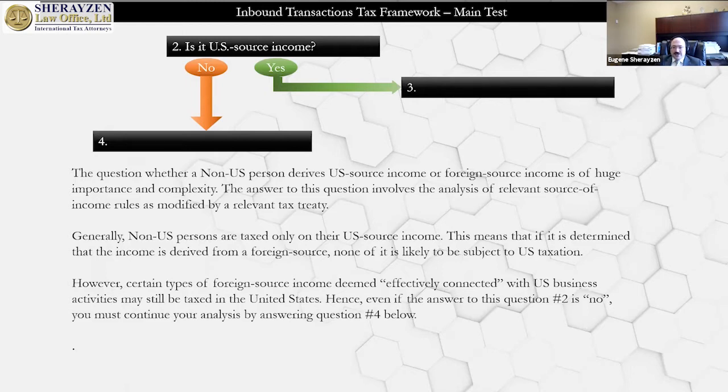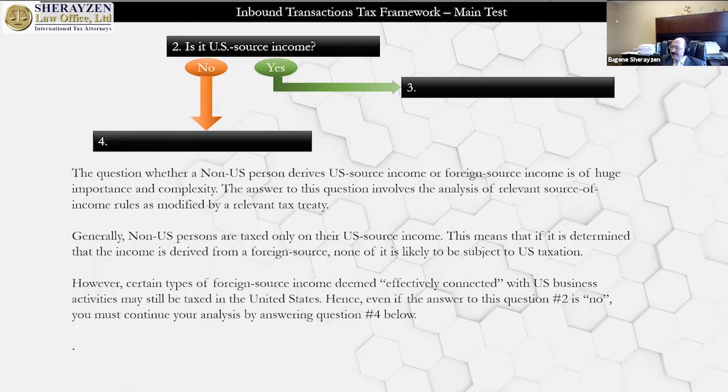On the other hand, if it's US source income, then we have to go through a more complex situation. By the way, if it's not US source income, as I mentioned, we still have to look into whether this is effectively connected income. I'll discuss it a little bit later during the presentation. Now, I mentioned that this is a complex issue in terms of how you determine what is US source income and what is not.